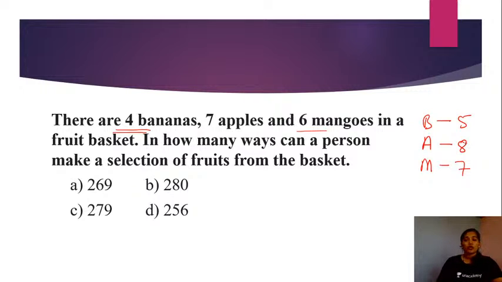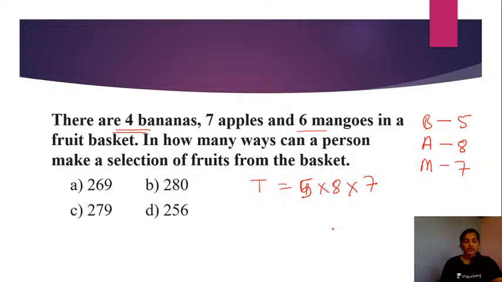Okay, so when you're choosing, you could either choose any number, so you're free to choose. So choosing the bananas could be done in 5 different ways, the apples in 8 different ways, and the mangoes in 7 different ways. This includes choosing none of them as well, right? So keep that in mind. So the total number of ways that you could choose here in this case would be 5 into 8 into 7.